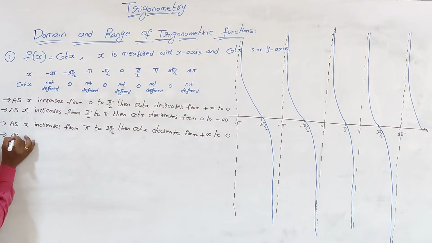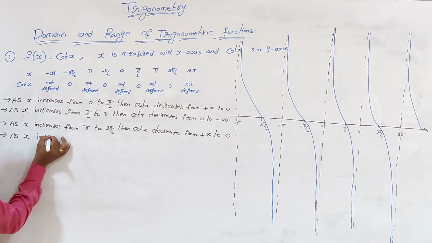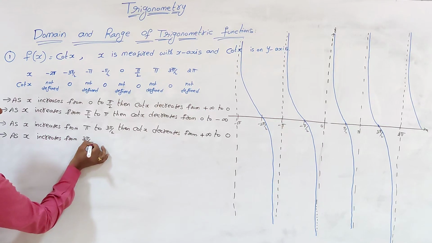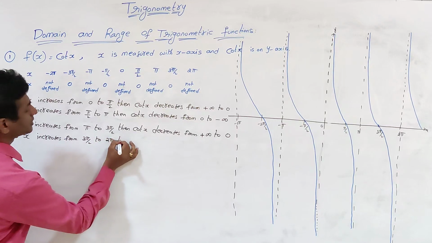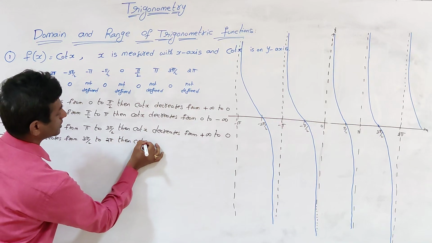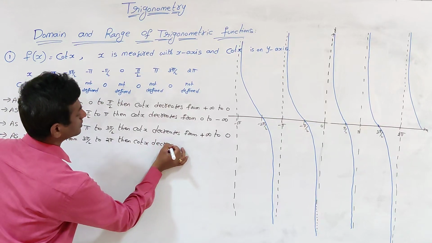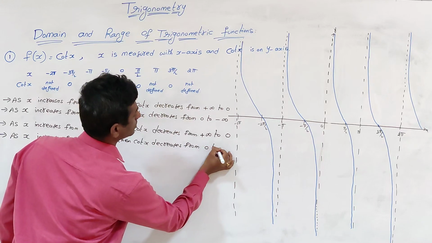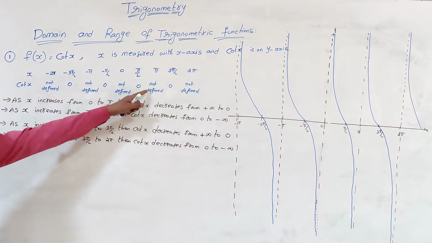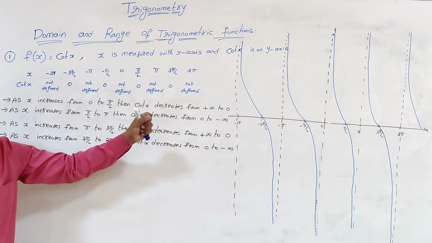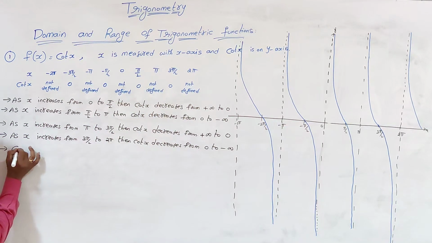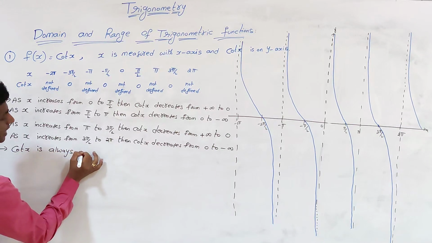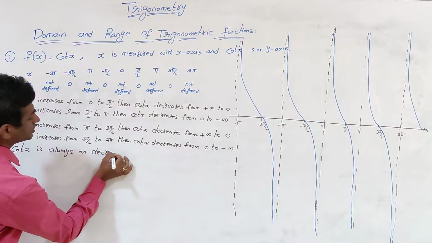Next, as x increases from 3 pi by 2 to 2 pi, then cot x decreases from 0 to minus infinity. Means if you observe, cot x is always a decreasing function.